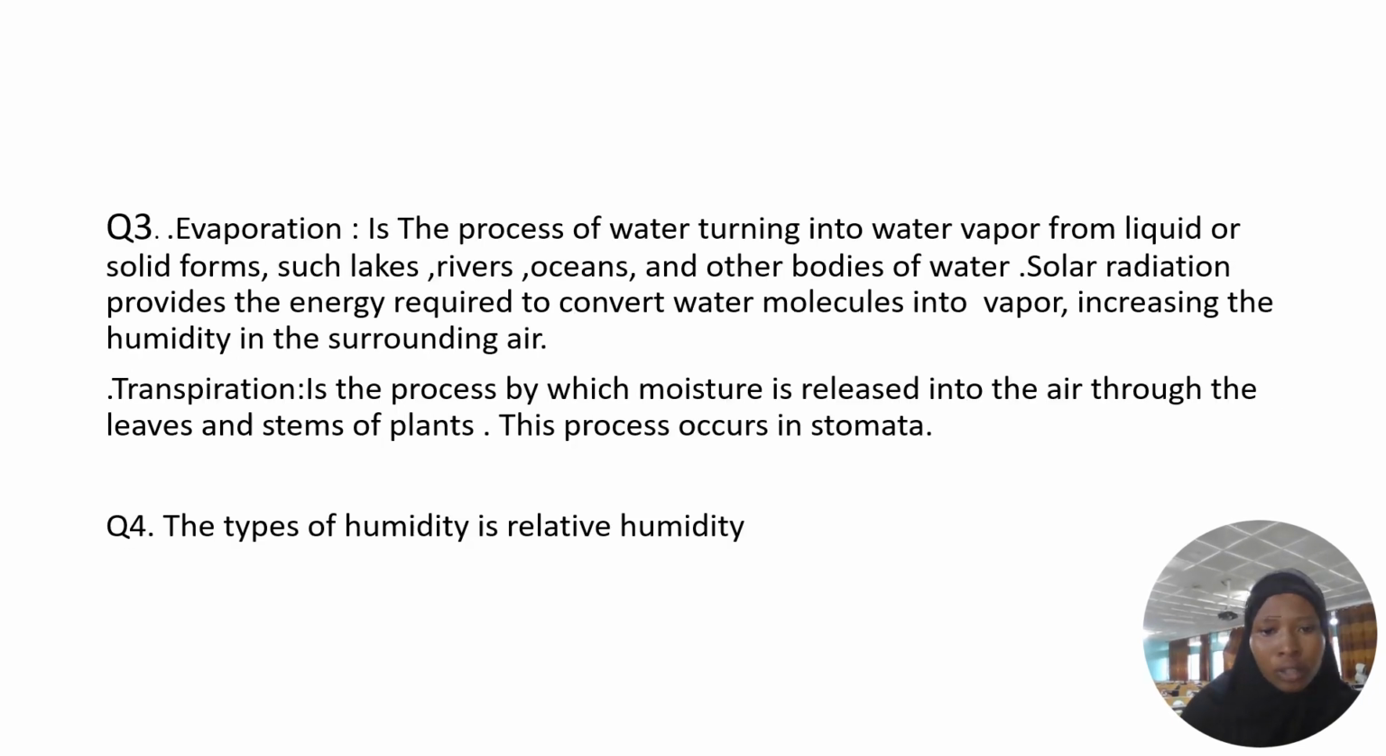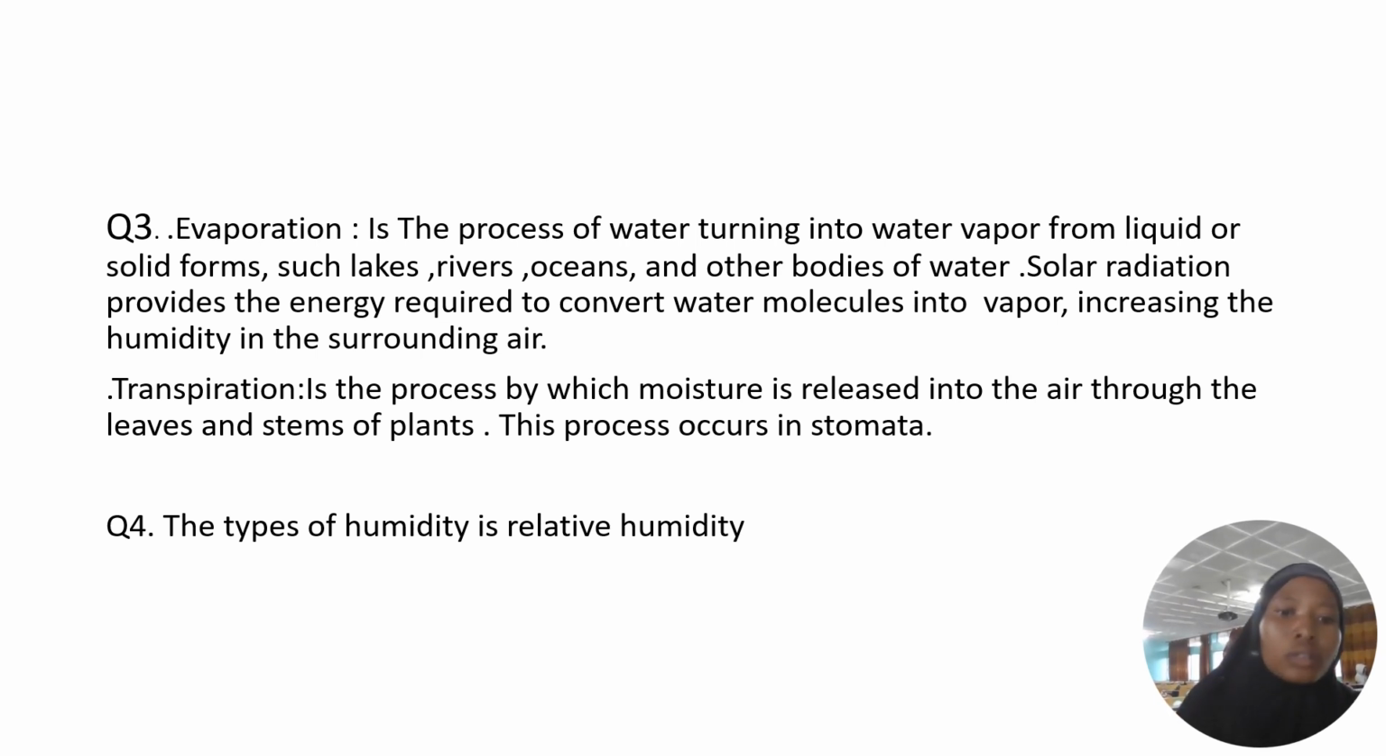The third question asked us to explain how evaporation and transpiration are sources of atmospheric humidity. Evaporation is the process by which water turns into water vapor from liquid or solid forms, for example, lakes, oceans, and other water bodies found on Earth. Solar radiation provides the energy required to convert water molecules into vapor. It also increases the humidity in the surrounding areas.